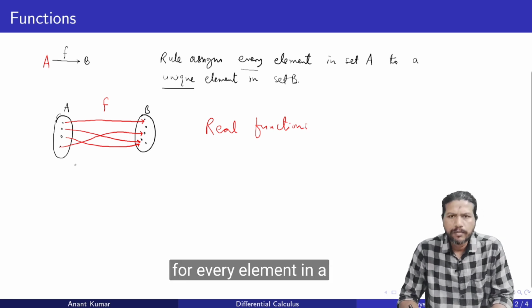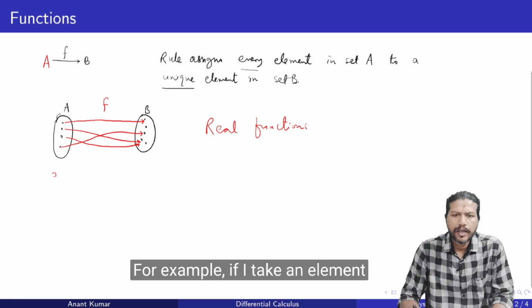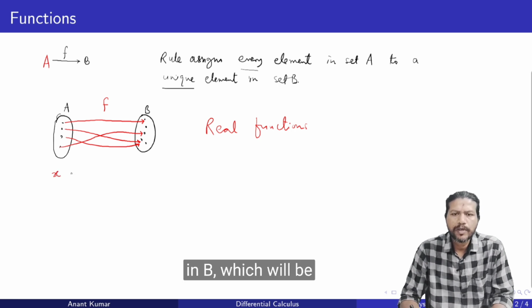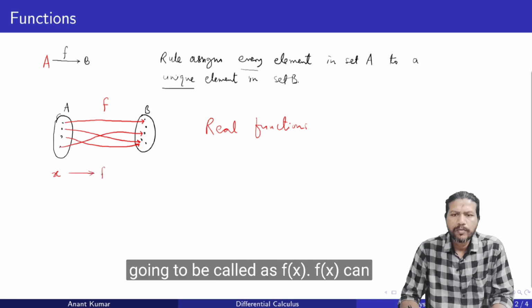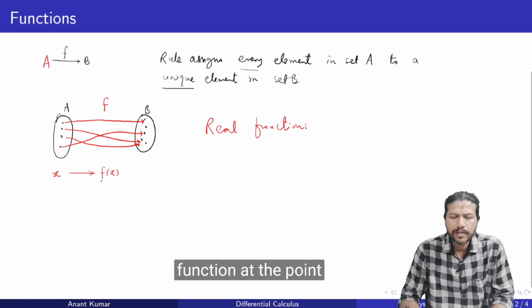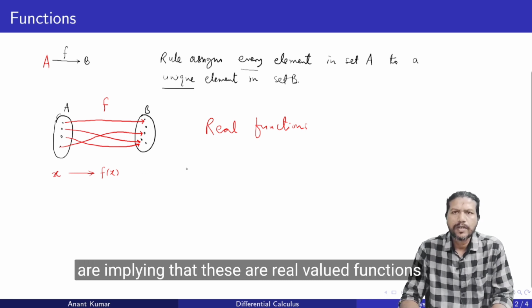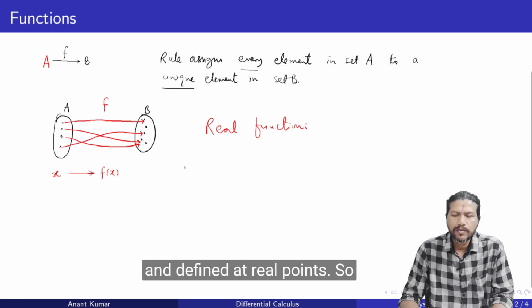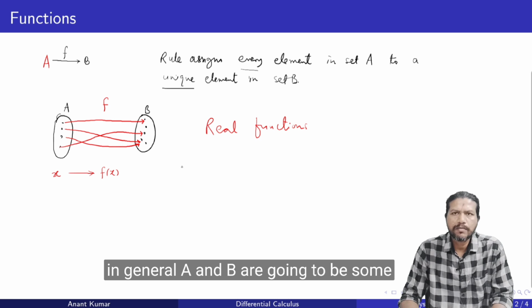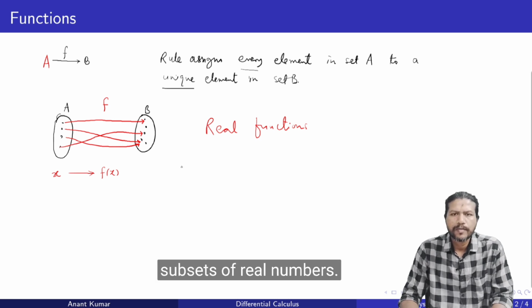For every element in A, for example, if I take an element x, then the corresponding element in B, which will be associated with it, is going to be called f(x). f(x) can be thought of as the value of the function at the point x. As I said, these are real valued functions defined at real points. So in general, A and B are going to be some subsets of real numbers.